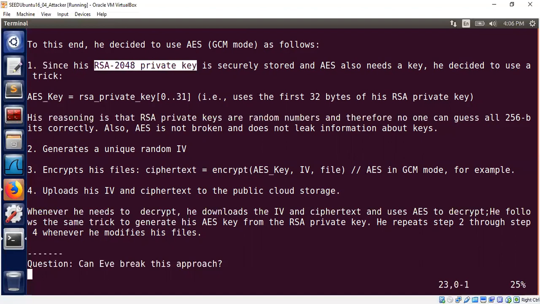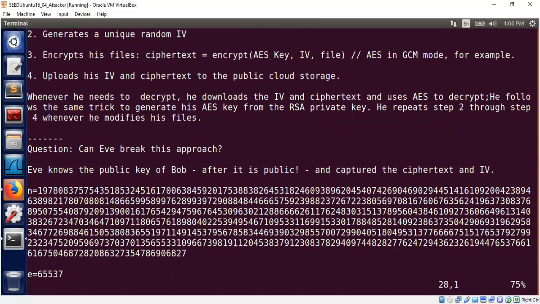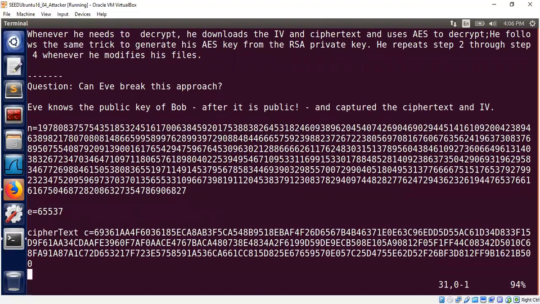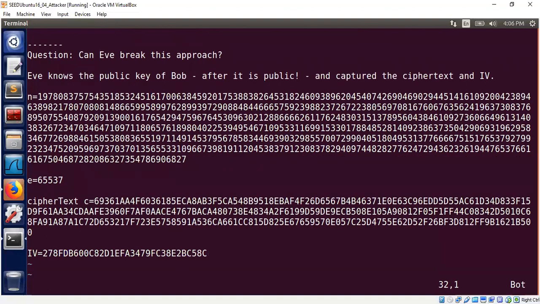So let's go down further. Eve knows the public key of Bob. After all, Bob has a public key. So we have to assume the RSA public parameters, like the public modulus N and E, are public. And Eve also captured the ciphertext that was uploaded by Bob to the cloud service. So the ciphertext is of course public. There's nothing confidential in the ciphertext. The IV is also captured because it's also public clear text. So IV and ciphertext are clear text naturally. N and E are known from the public key of Bob.